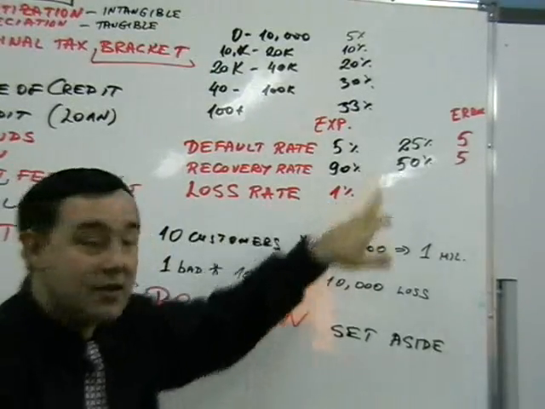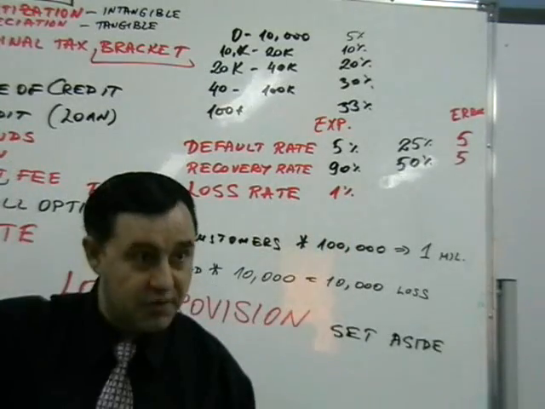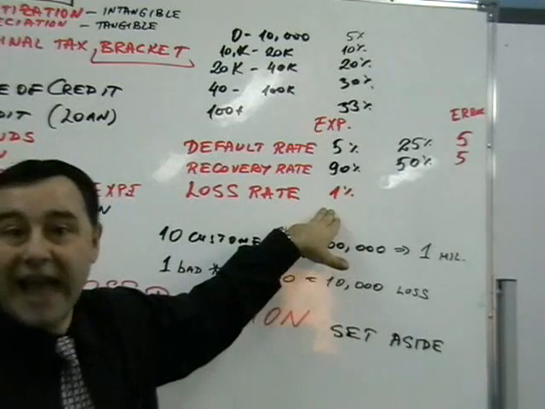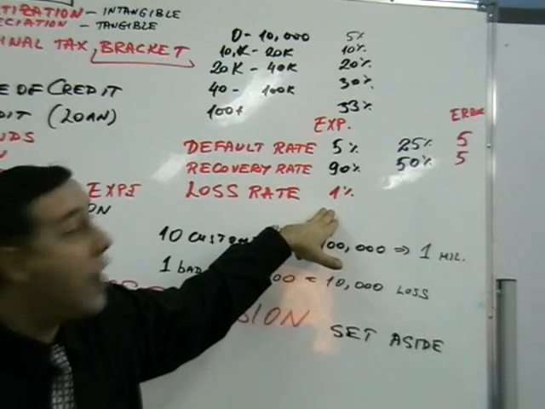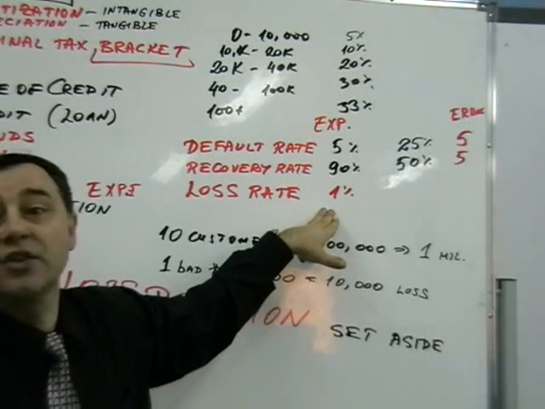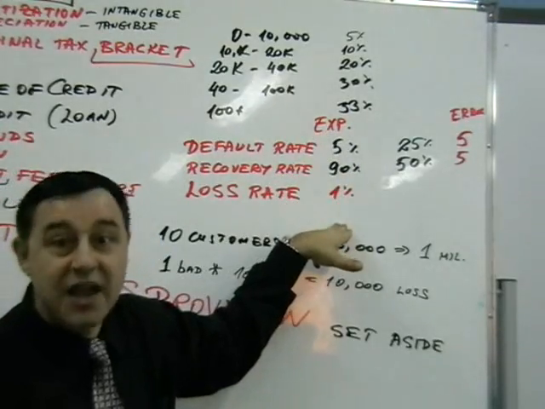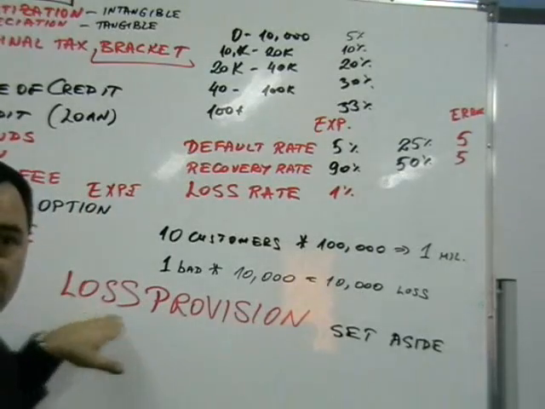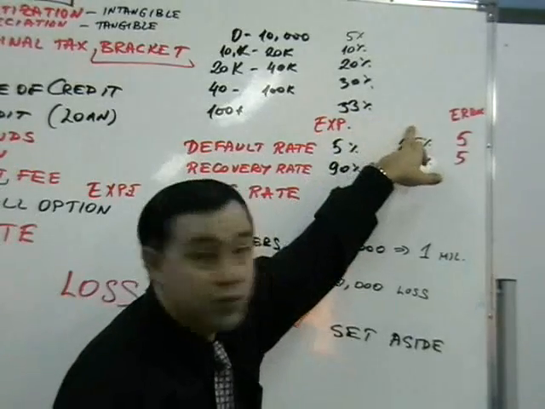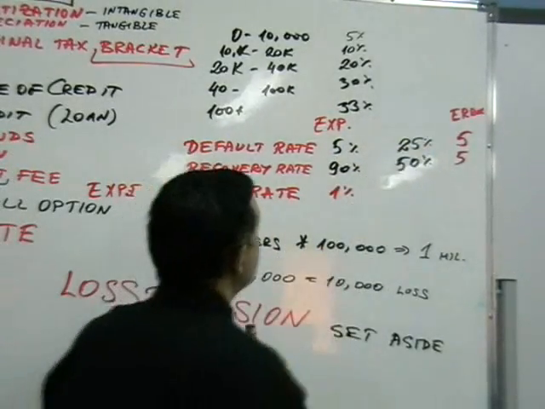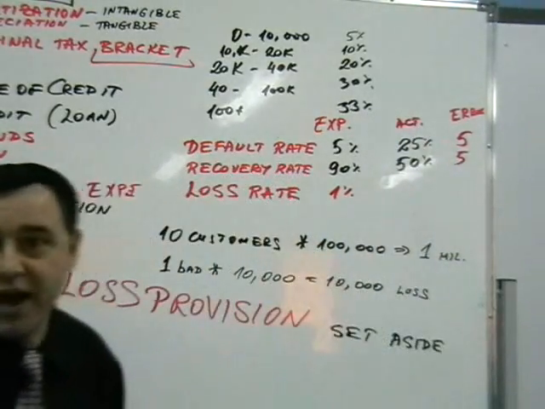If you have an expected loss rate of 1%, then on 10 million of new book, meaning new loans, you will allow immediately as an expense, actually as a loss, 1% of 10 million, which is $100,000, all right? So this will be your expected loss, and you will provide a loss provision of $100,000. This we call expected, and this we call actual. Actual or realized, all right?